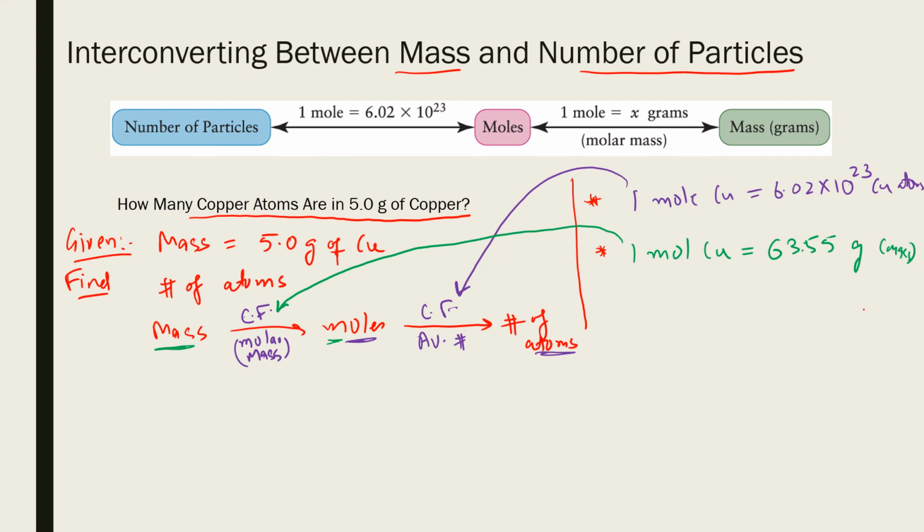So how many grams are given? We are given 5.00 grams. So let's plug in that value. 5.0 grams of copper multiplied by our first conversion factor. The first conversion factor is between mass and moles. Now grams are on top, so it means we're going to need to use these grams in the denominator. So we will get 63.55 grams here and 1 mole copper up here.